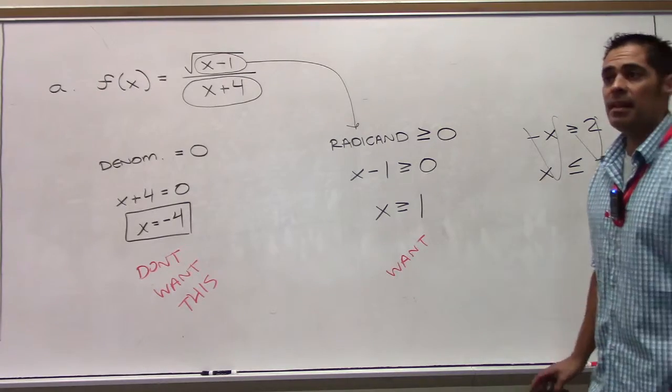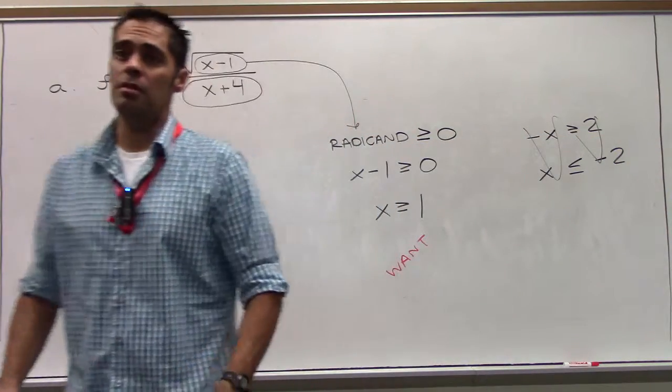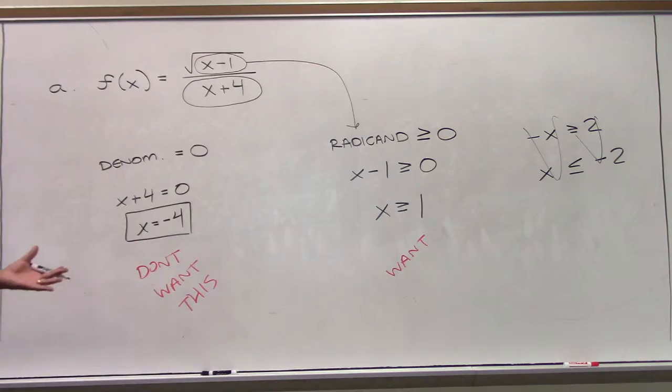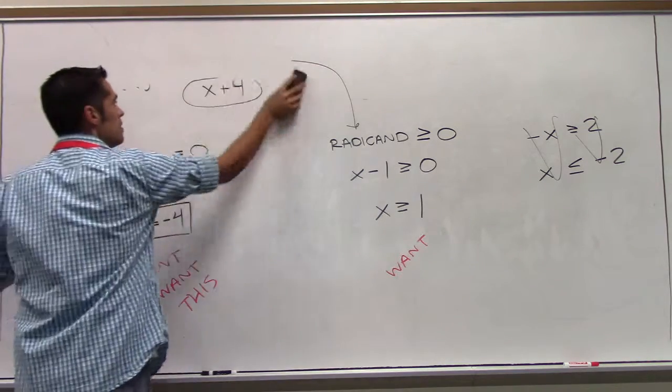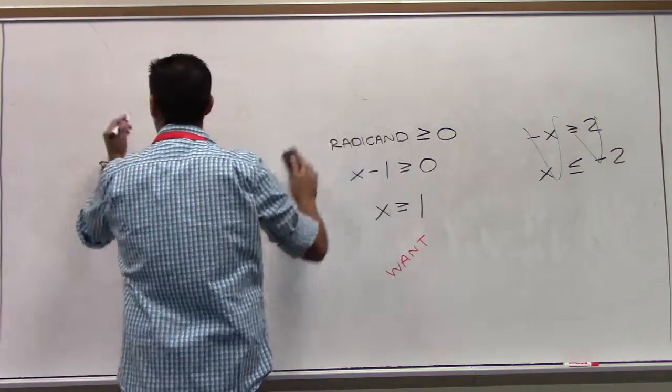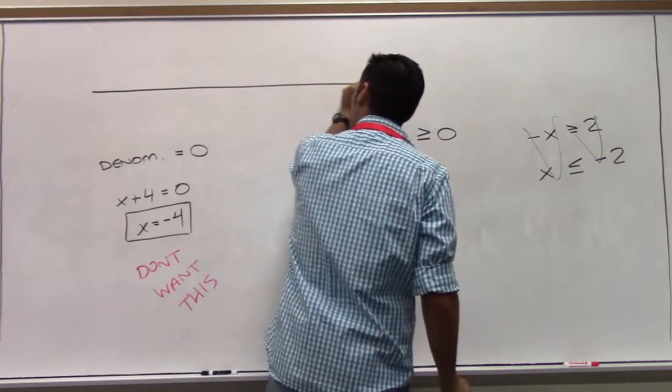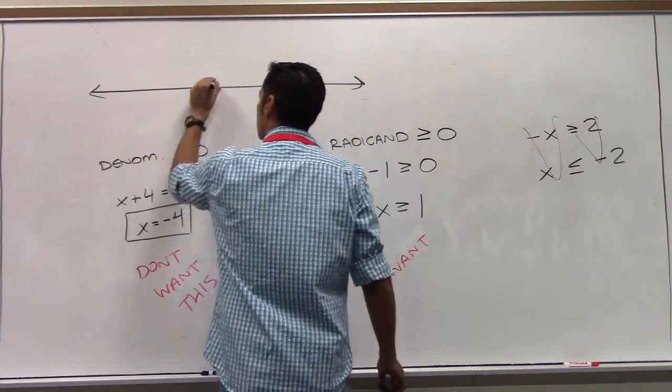Okay, so now I need the answer, and I need it in interval notation. So what I like to do is draw a number line. I'm going to draw a number line to try and represent this domain. So here is a number line. Here's 0.